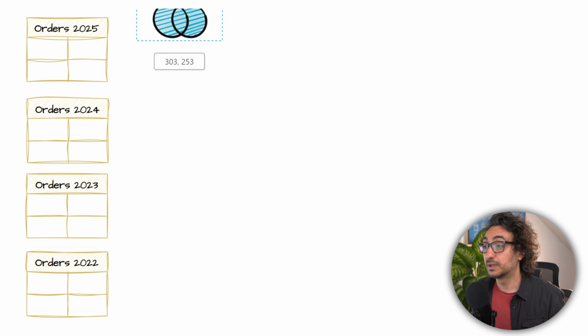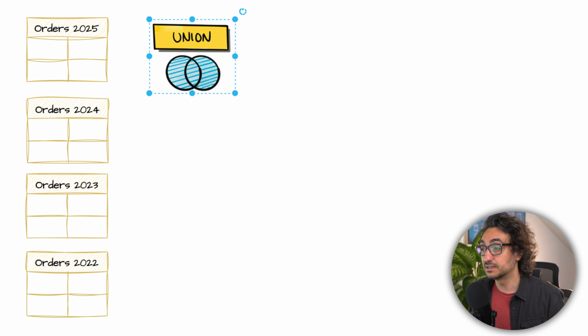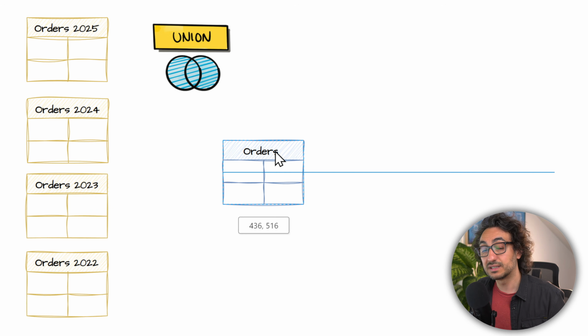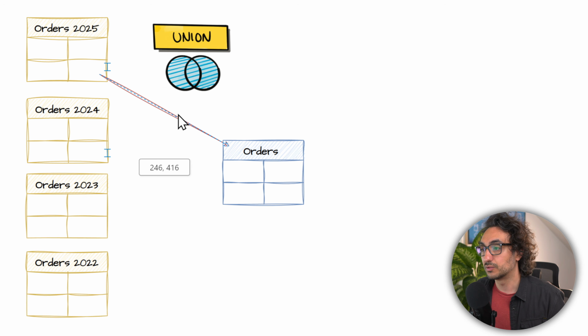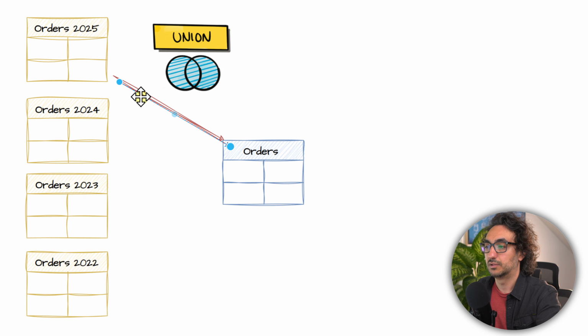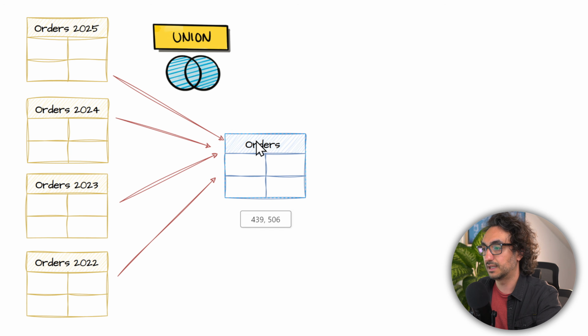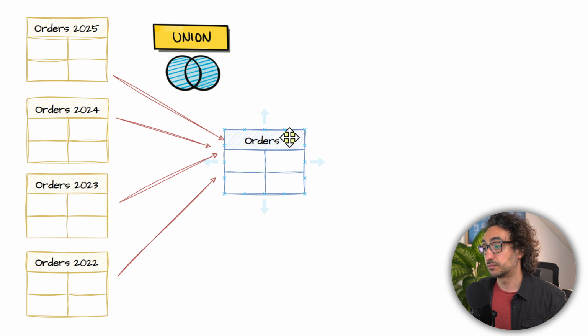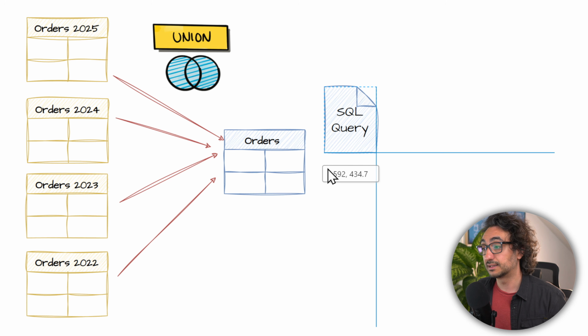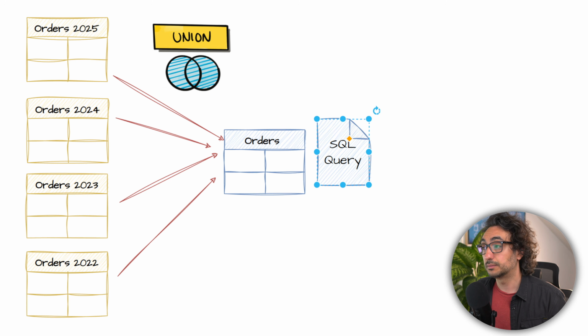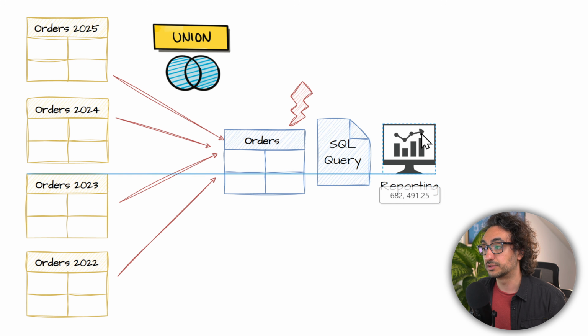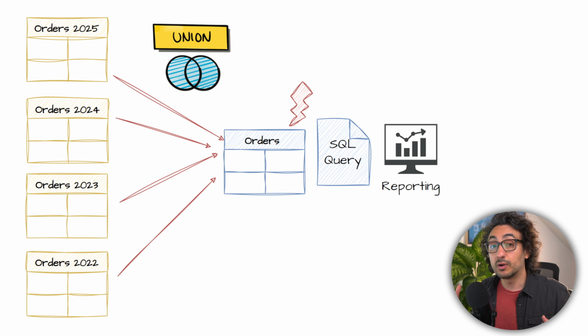So we're going to use a union between all those tables in order to generate one central table called orders. So all the rows from the first table and all rows from the next one, and the last one. We're going to put everything in one big table, and once we have the orders, we're going to write an analytical SQL query on top of the orders in order to generate the report. So as you can see, it's a very important step in order to prepare the data before doing data analysis.